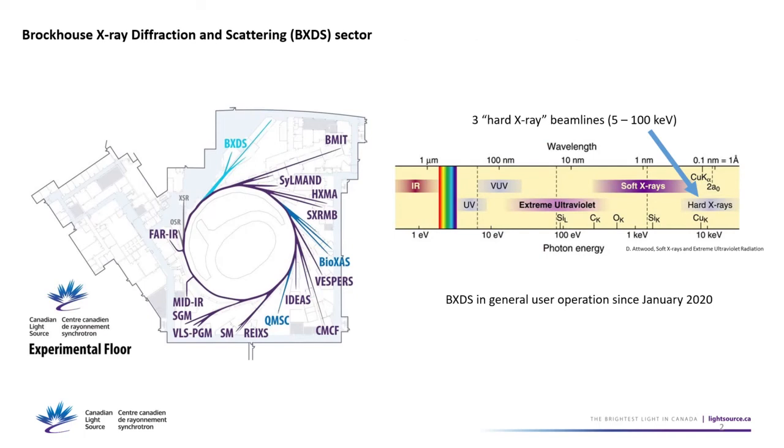So you already have been to the CLS. You've been on the tour yesterday. You've seen maybe where Brockhaus is, and you also saw CMCF as well. So I'm coming from the Brockhaus sector. It's 3 hard X-ray beamlines that have been in user operation since 2020, so it's pretty recent.